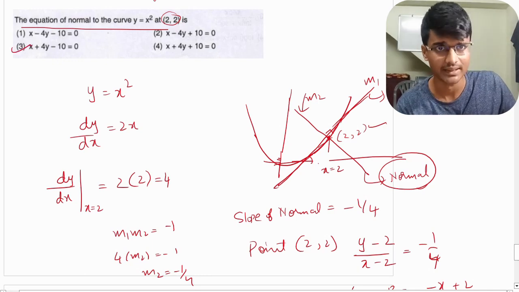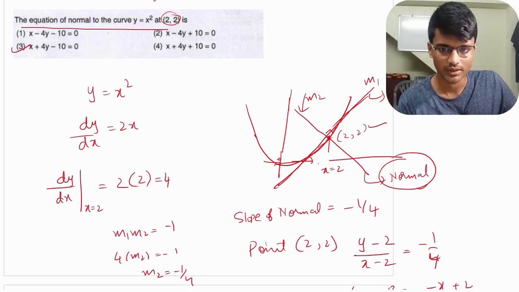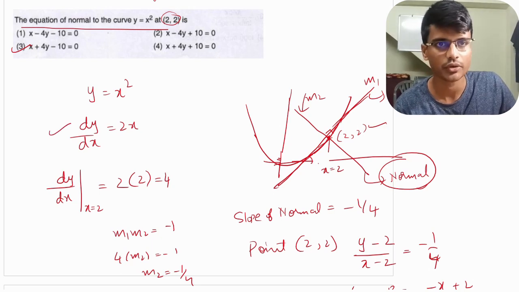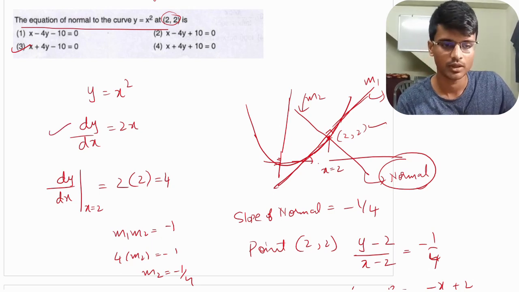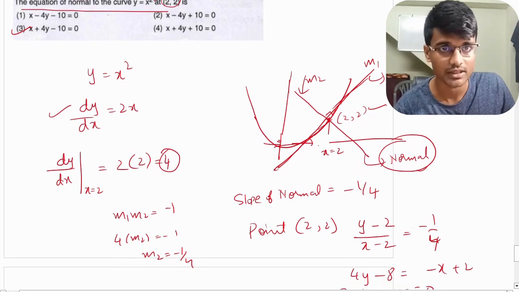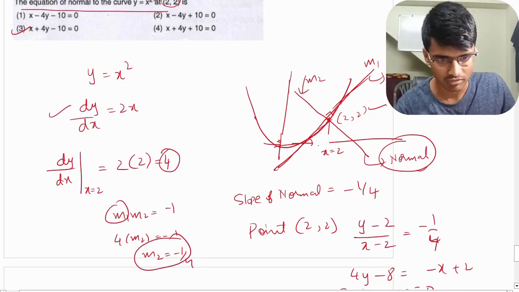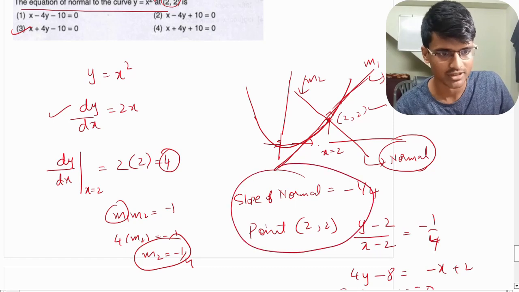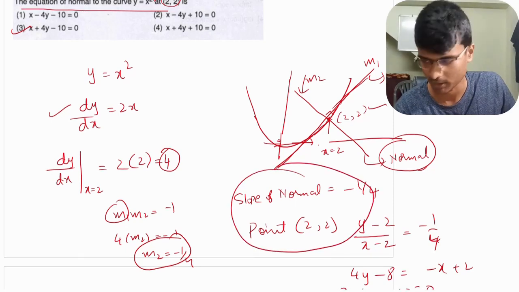So this is a slightly trickier thing. The thing we need to know is that differentiation gives us the slope of the tangent. We need to find the slope of the normal, that is minus 1 by 4. Then we'll simply apply the point slope formula to find the equation of the normal.